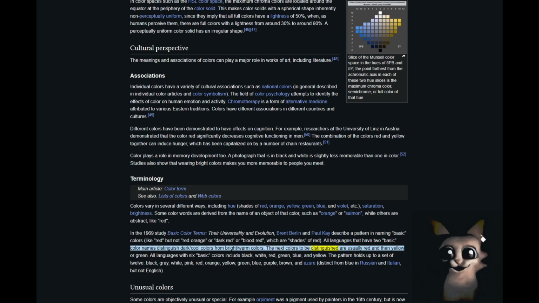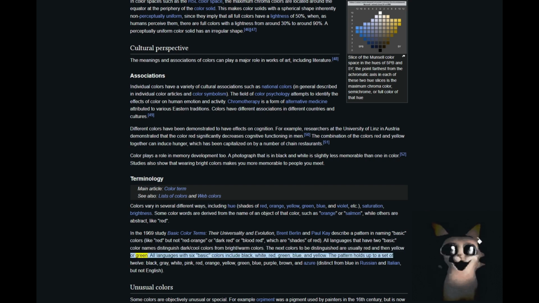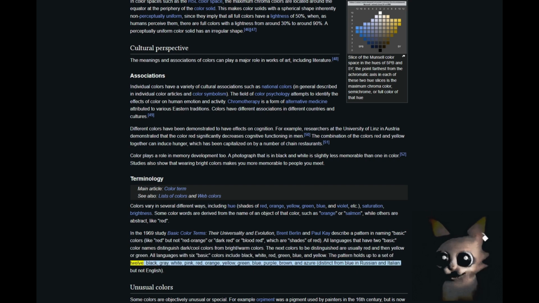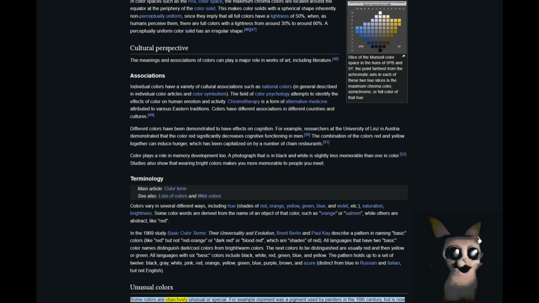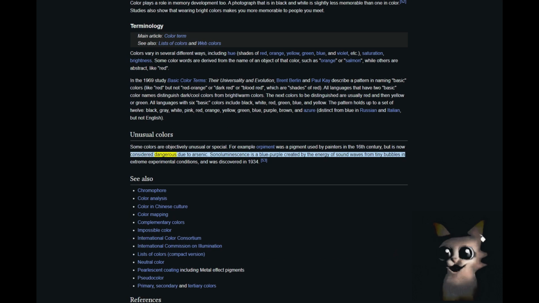The next colors to be distinguished are usually red and then yellow or green. All languages with 6 basic colors include black, white, red, green, blue, and yellow. The pattern holds up to a set of 12: black, gray, white, pink, red, orange, yellow, green, blue, purple, brown, and azure, distinct from blue in Russian and Italian, but not English. Unusual colors. Some colors are objectively unusual or special. For example, orpiment was a pigment used by painters in the 16th century, but is now considered dangerous due to arsenic.